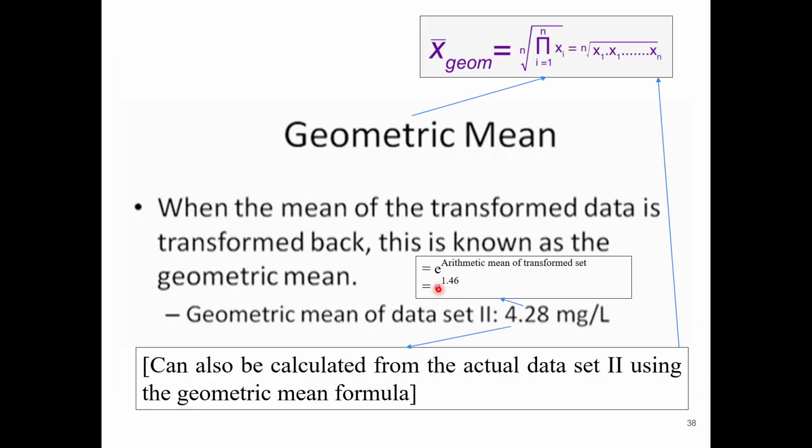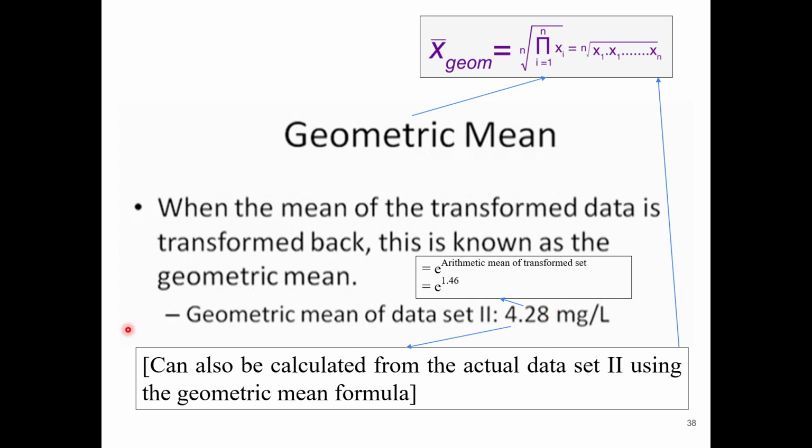If you do e to the power 1.46, you will get a value of 4.28 milligram per liter. That is the mean of the transformed data when transformed back, and that value is equal to the geometric mean value. So when we did e to the power 1.46, we got 4.28 milligram per liter.